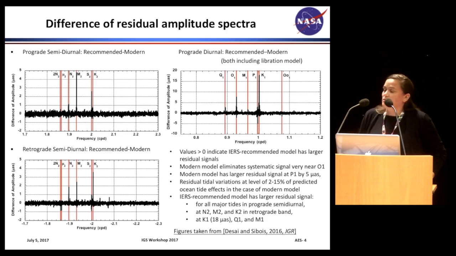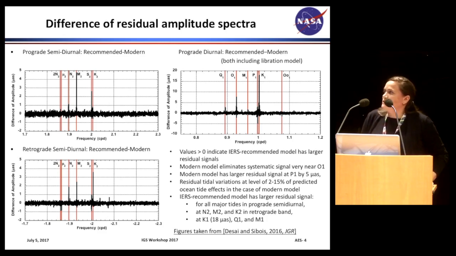For the prograde diurnal, we will show the impact of libration later, but you can already see that particularly at the K1 frequency, there is a dramatic change between the two models with 18 microarcseconds difference. And Q1 and M1 also show larger residuals for the conventional model. So the only tide for which the new model is basically degrading the accuracy is P1, by 5 microarcseconds.